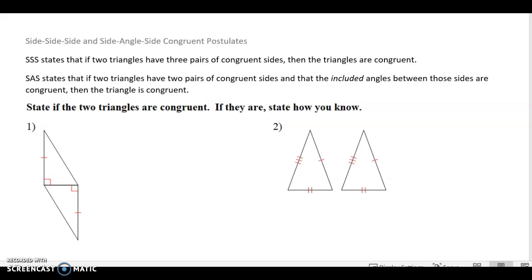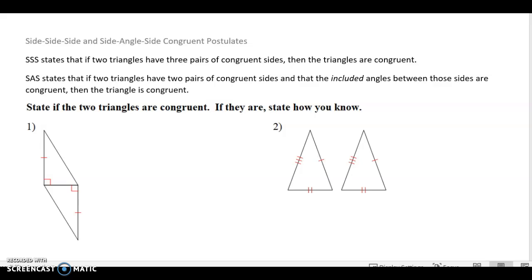Back on the topic of triangle congruence. If you have two triangles that are congruent, then all six side and angle pairs are congruent. That's where we talk about CPCTC. However, it's not actually necessary to show that all six side and angle pairs are congruent to show that the triangles are congruent. In fact, you can cut that in half.